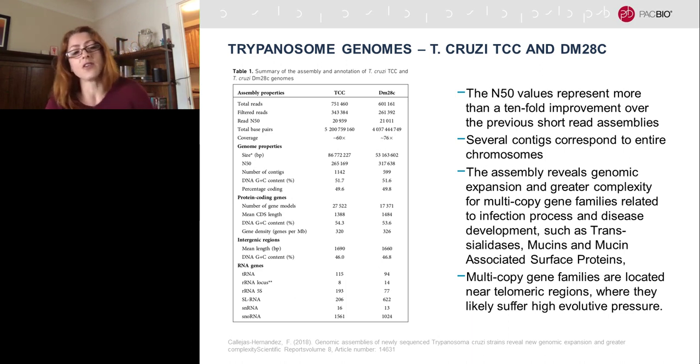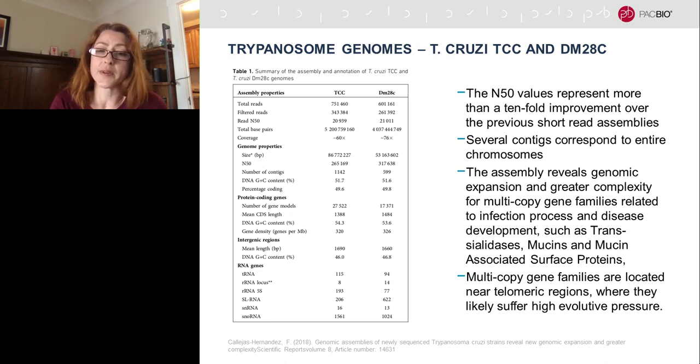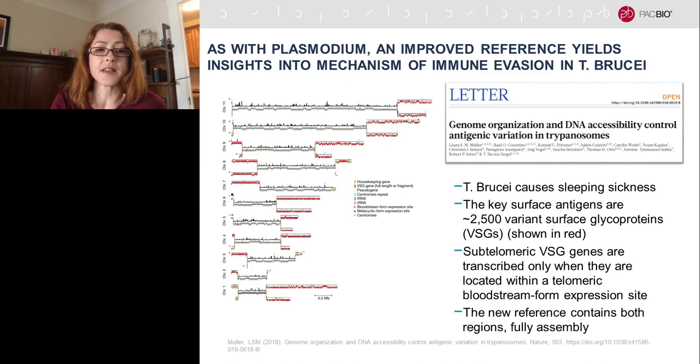So this article was only published in 2018, and I think it's only the beginning of new information that I'm sure researchers in this area are going to be able to leverage to start to understand exactly what's going on with these multi-copy gene families and how they relate to drug resistance and virulence, among other things.